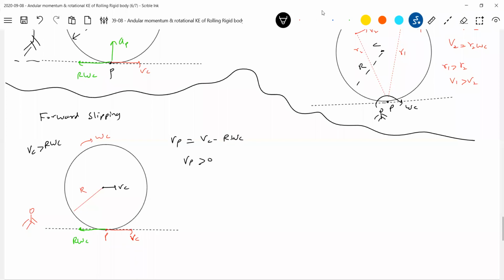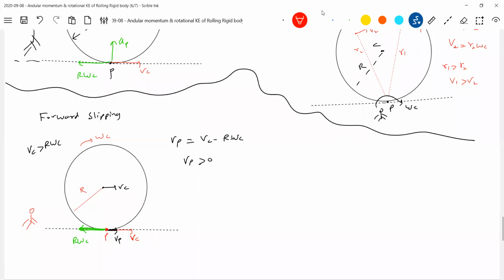Vp, I think we are getting greater than 0. So the net resultant velocity of point P will be in this direction. I'm showing 3 arrows, which is very important. What is that black color arrow? It's the resultant of VC and R omega C. Please do understand. It should be like this.